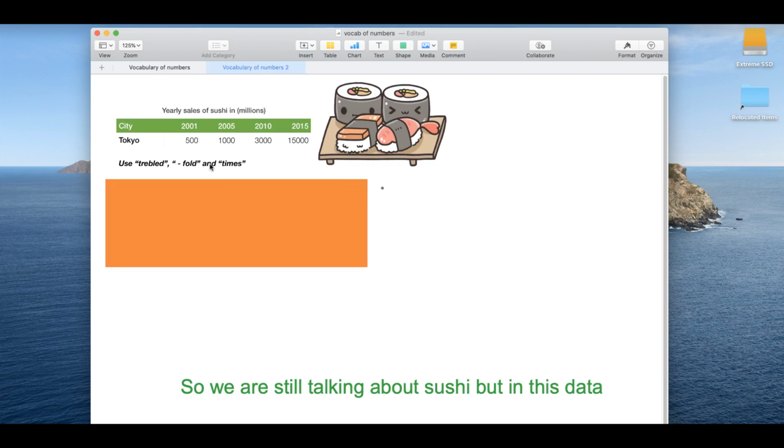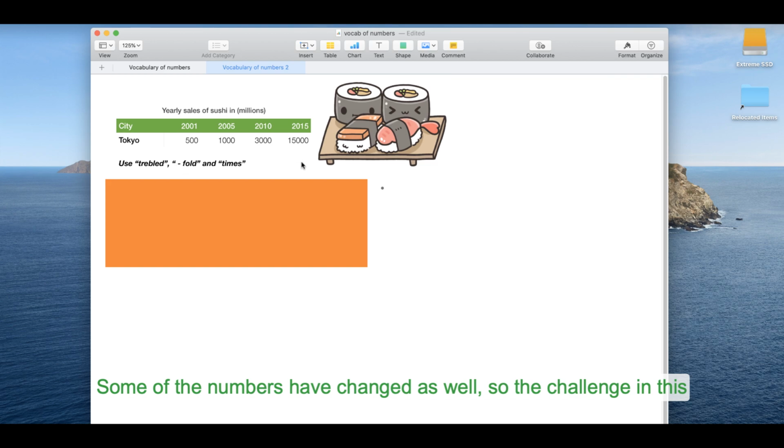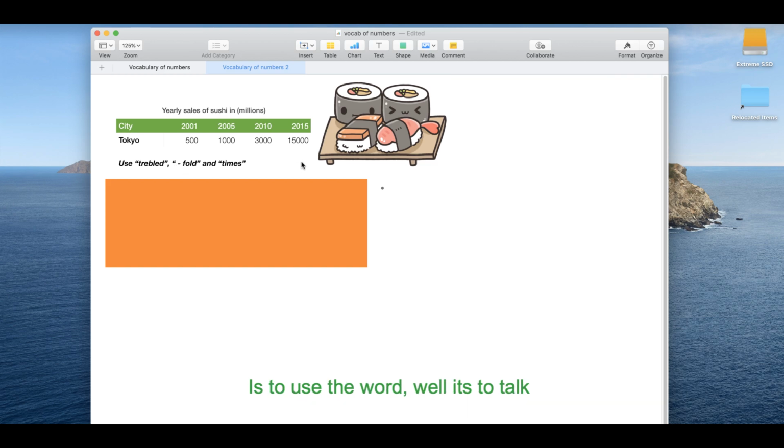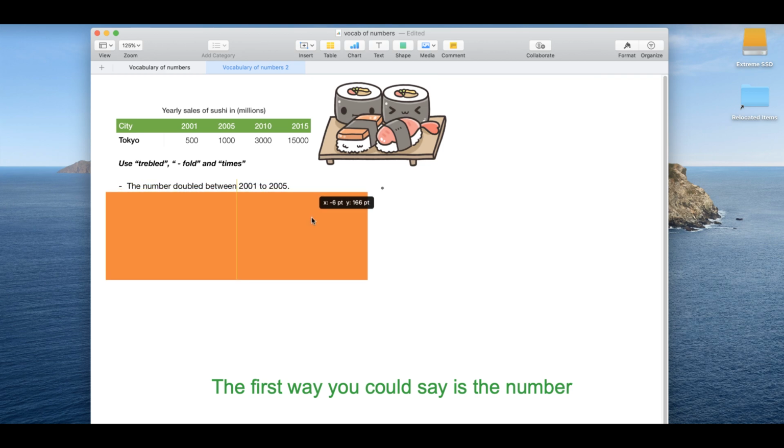So we're still talking about sushi, but in this data table, we have a couple more years and some of the numbers have changed as well. The challenge in this is to talk about this data using these words: trebled, fold, or times. Now, what do I mean by that? Let's go into this in detail. The first way you could say is the number doubled between 2001 to 2005. So 500 became 1000, that's 2 times.